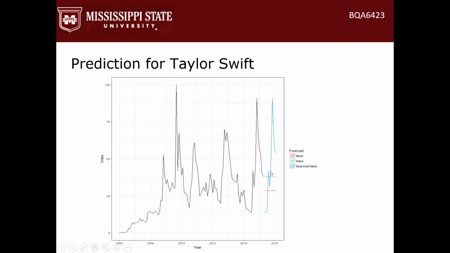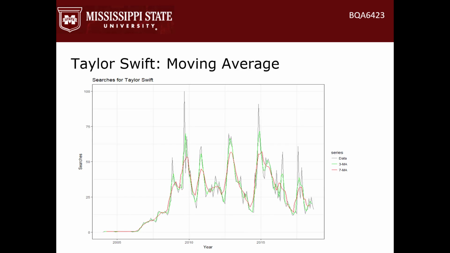Again, we have the mean, the naive, and then the seasonal naive. And Taylor Swift is not really seasonal. This is only going to work if she releases an album every December. Say I release my album December on the dot every year, which doesn't really happen.